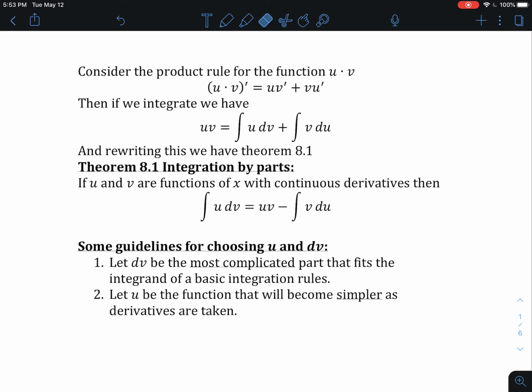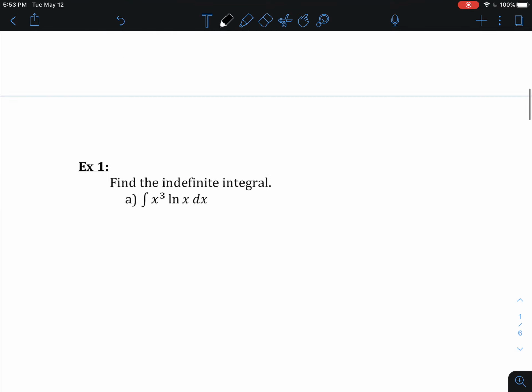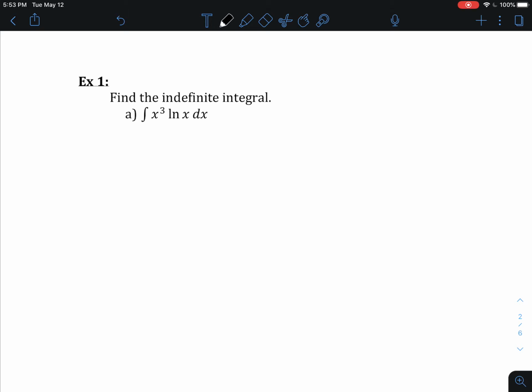So, some guidelines for choosing u and dv. Let dv be the most complicated part of the integrand that fits the basic integration rules, and then let u be the function that will become simpler as derivatives are taken. We need to figure out what u is going to be, then take the derivative du, and then figure out what v is and the derivative dv.